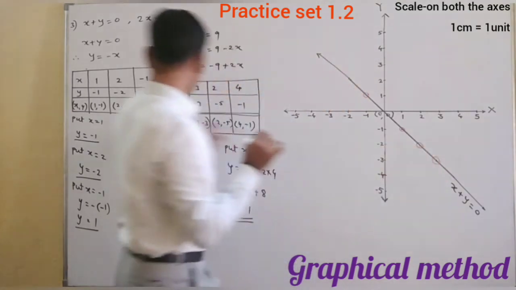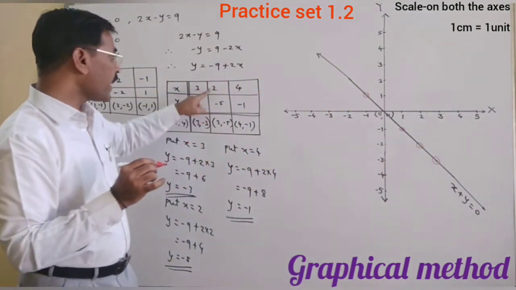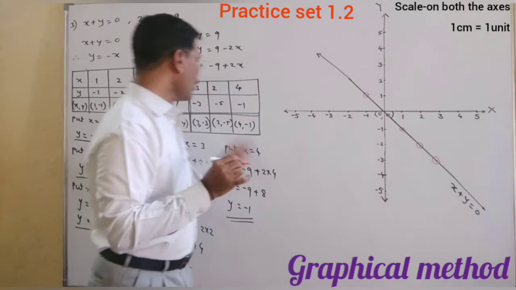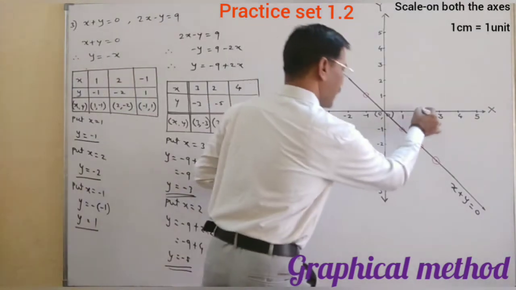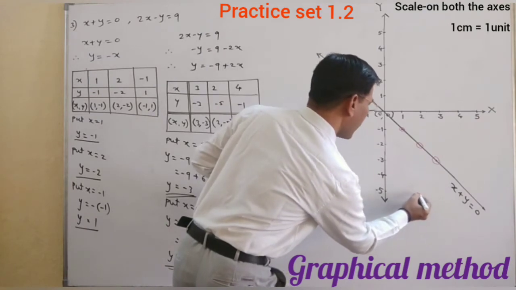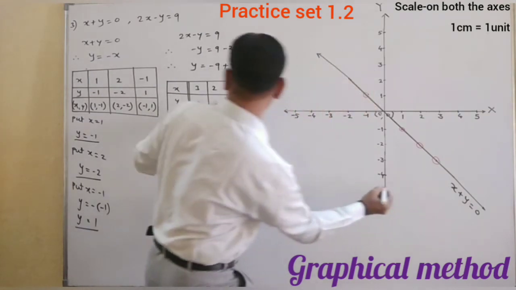Okay friends? Now 2 minus 5. Again it is in the same quadrant, which is in which one? 4th quadrant. 2 minus 5. Here it is 2 minus 5. Okay?